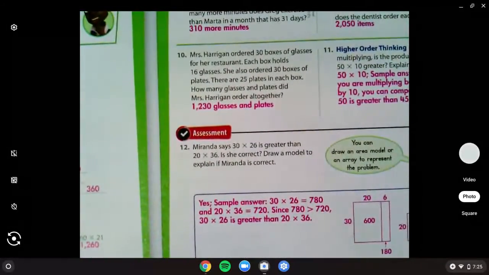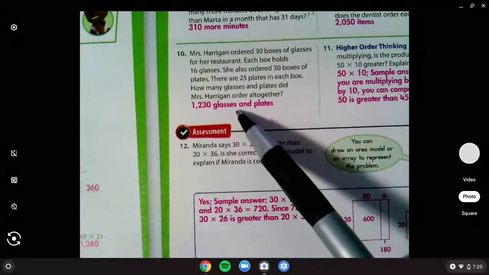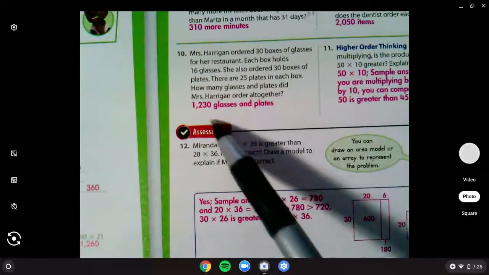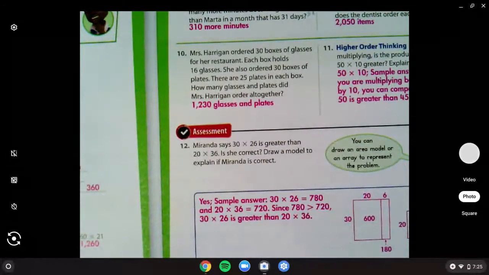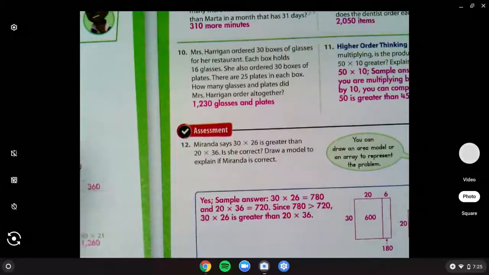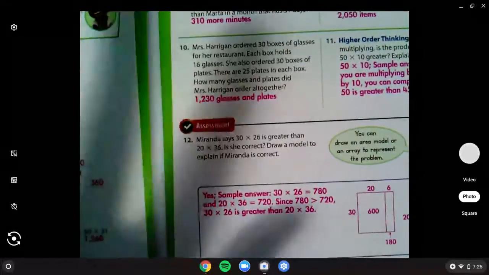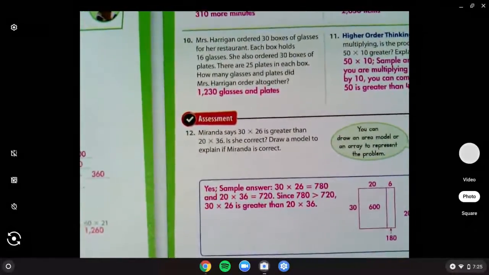All right, and you should have had 1,230 glasses and plates, because you should have had the 30 boxes of glasses times 16, and then 30 times 25 for the plates, and added them together. All right, remember, if you need to rewatch yesterday's video to do this homework, or today's video to do this homework and fix this, that's okay. And then today's homework will go with yesterday's video instead. I'm sorry for that mix-up.